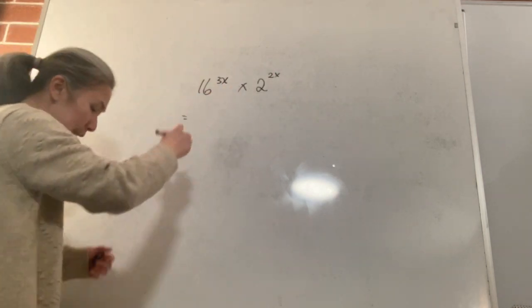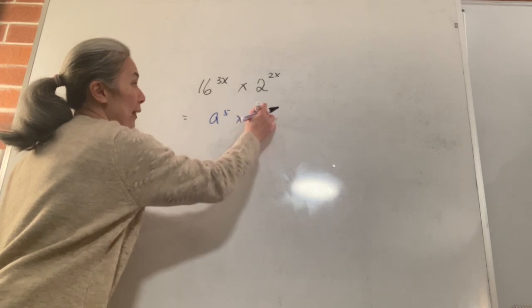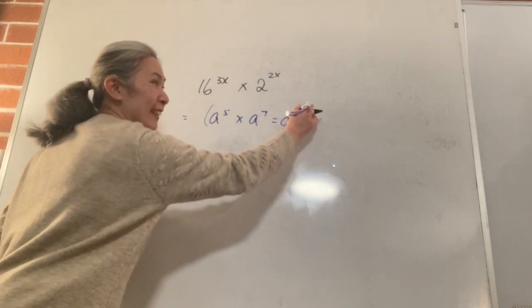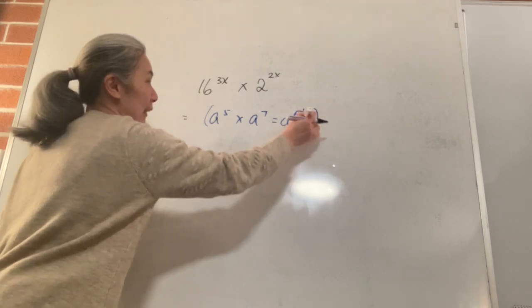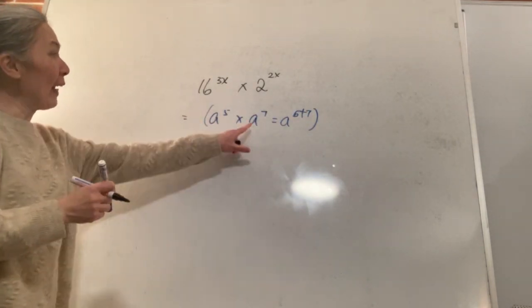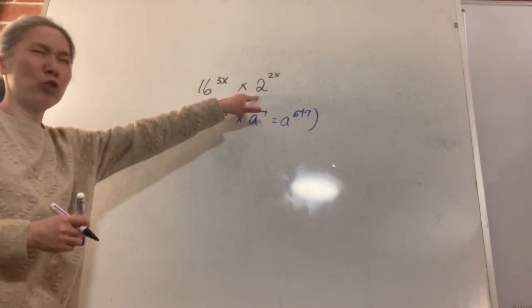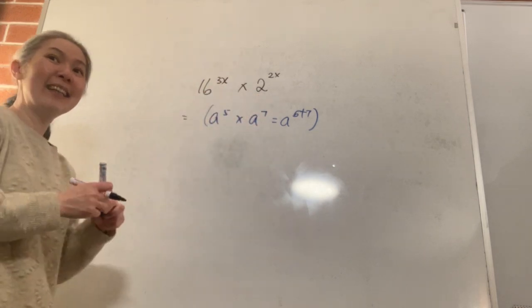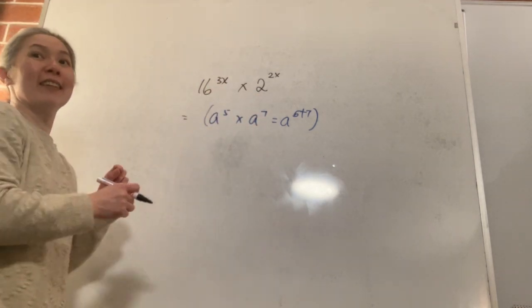Okay, so the rules that we know: if you have a to the power 5 times a to the power 7, you can write it as a to the power of 5 plus 7. Right, that is the rule. But they have to be the same base a. At the moment, this is 16. Can you write 16 as 2 to the power of something? 2 times 2 times 2 times 2, to the power of 4.